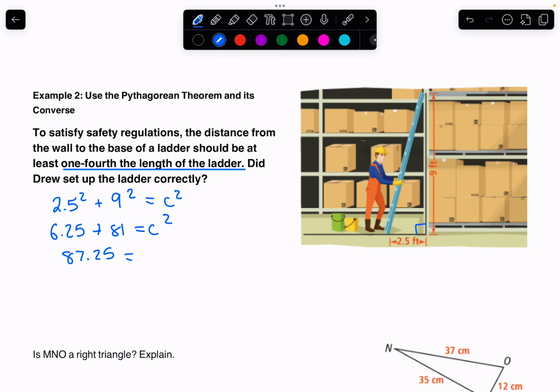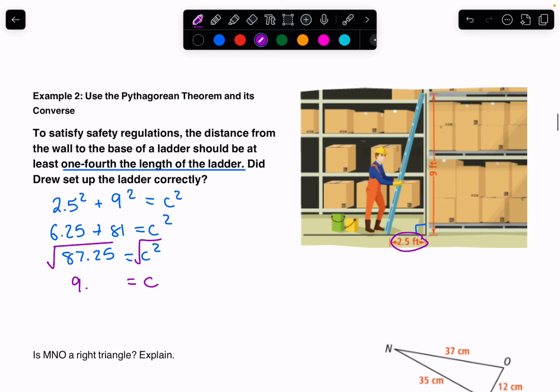87.25 equals c squared. And since we started with a decimal, we are allowed to put our answer in decimal form. We don't need to worry about simplifying square roots because we just have decimals all the way down. So if I take the square root of this, let's see, watch me try to use an iPhone calculator for the first time. There we go. That's going to be 9.34 as the length of the ladder.